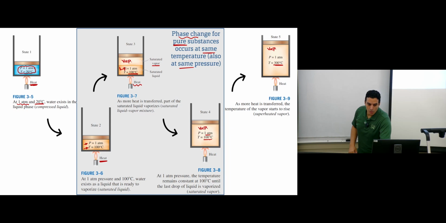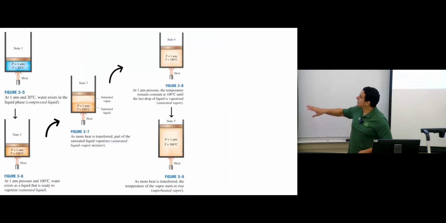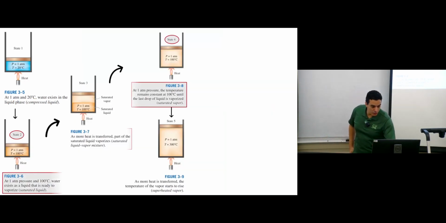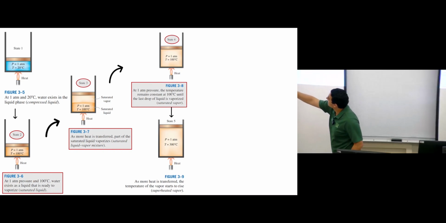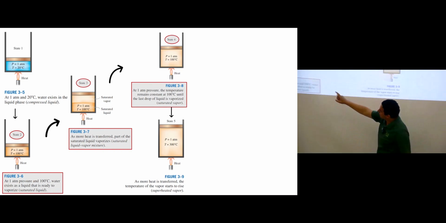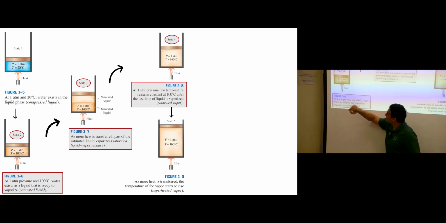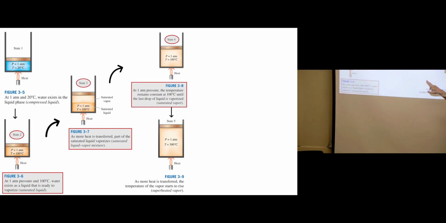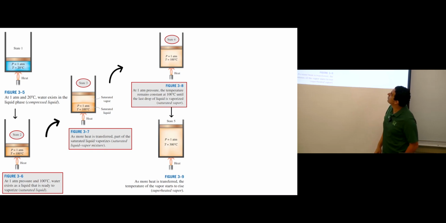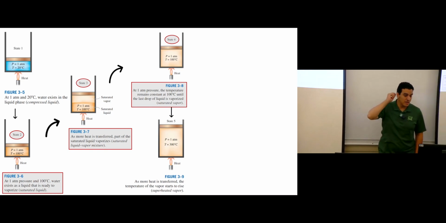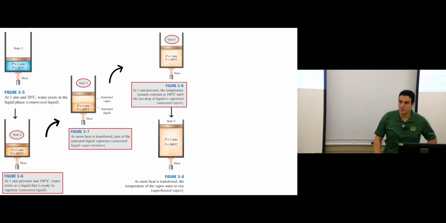Okay. Now, let's go back. So this is the figure we have. And let's focus on these three cases: state number 2, state number 3, state number 4. State number 2, 1 atmosphere, 100 degrees Celsius, completely liquid. State number 3, a mixture of liquid and vapor at the same temperature and pressure. State number 4, we have complete vapor at the same temperature and pressure.